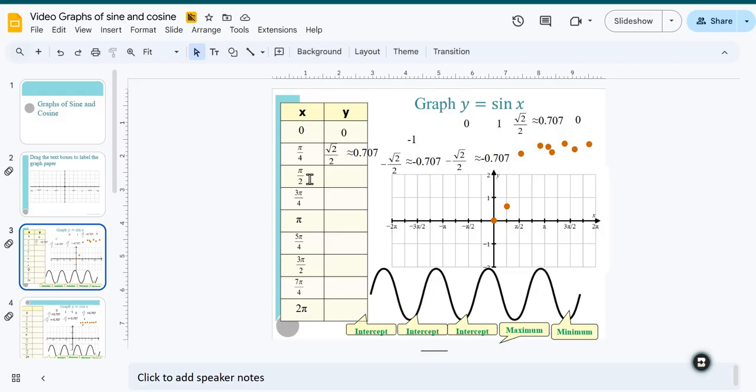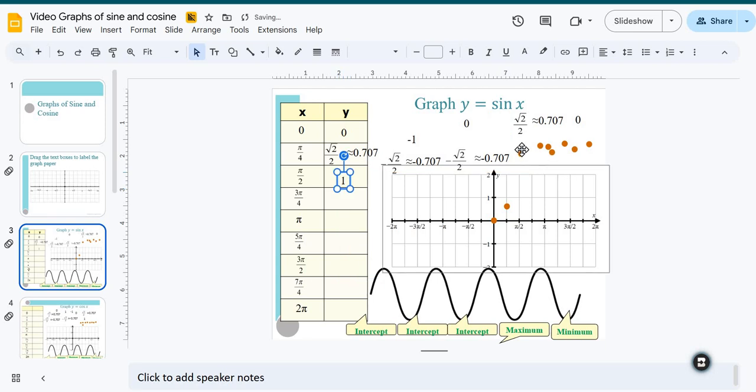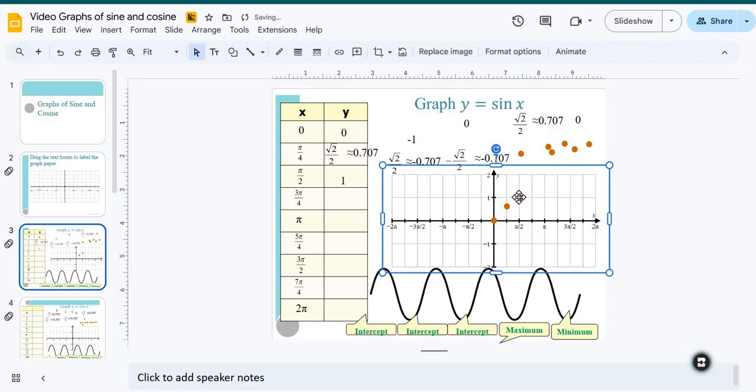So then going to pi over 2, so that's going to be our positive y-axis, or 90 degrees, if it's easier for us to think about it in degrees. And remember that sine is going to be 1 at pi over 2. So then we're going to bring one of my dots. We're at pi over 2 and at 1.